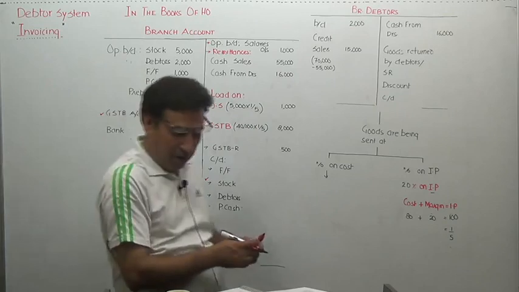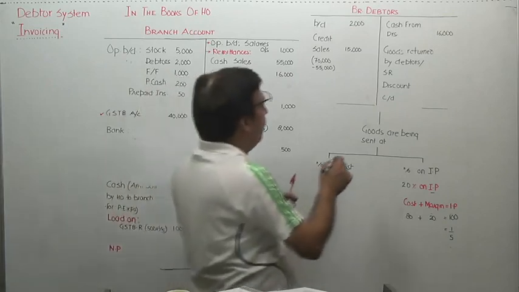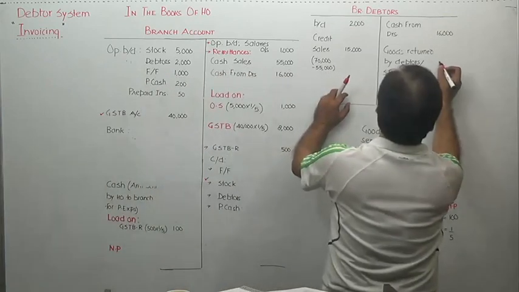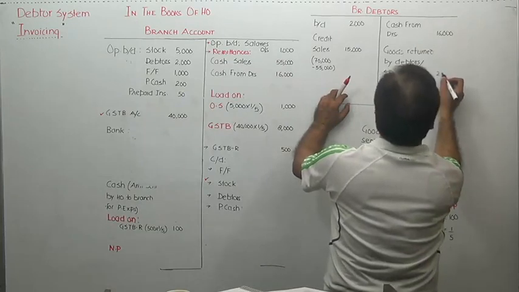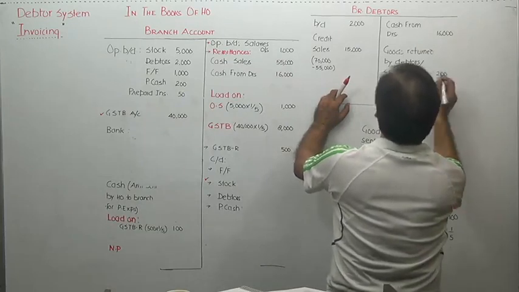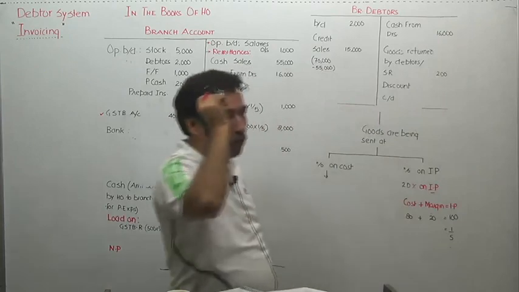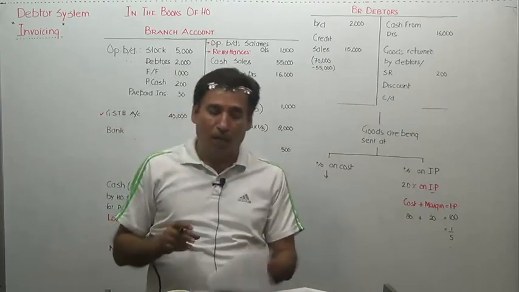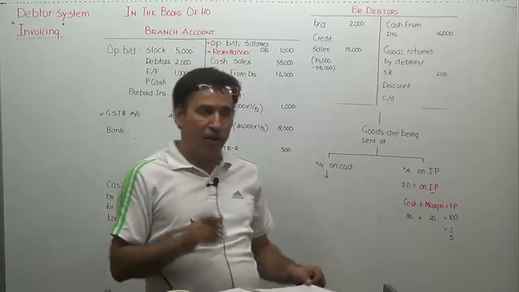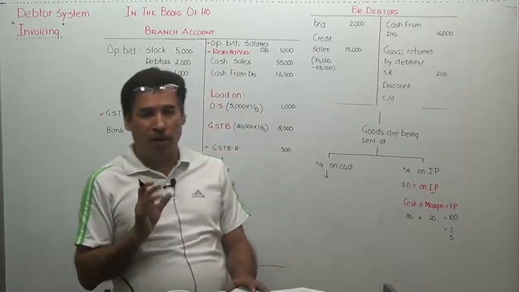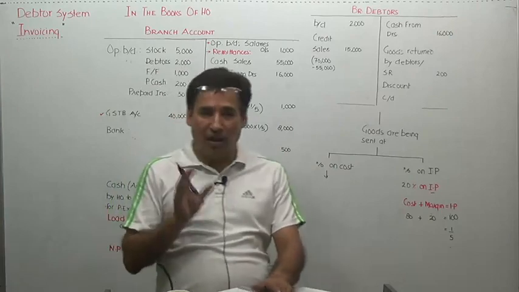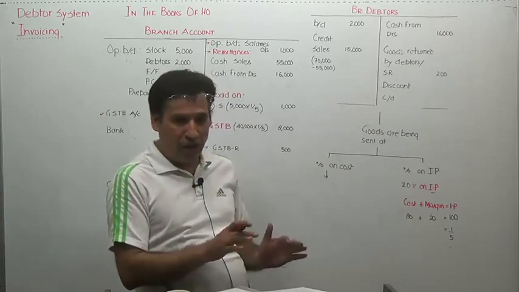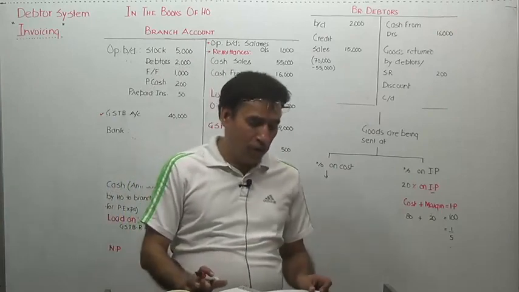Then you have been given goods returned by debtors 200. So here you will have to exercise caution. Sales return, you will write in debtors account, but you are not going to do any loading in it. You got my point or not? Because of two reasons. One, it is a transaction between branch office and debtor. And secondly, sales return are very much part of sales. So that is the reason, no question of any loading.